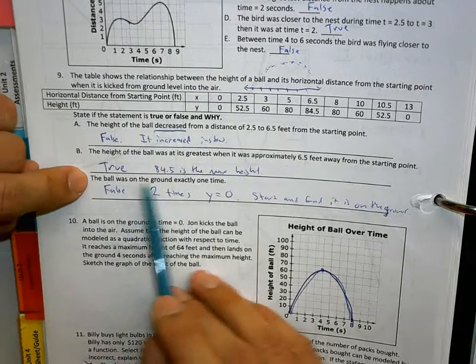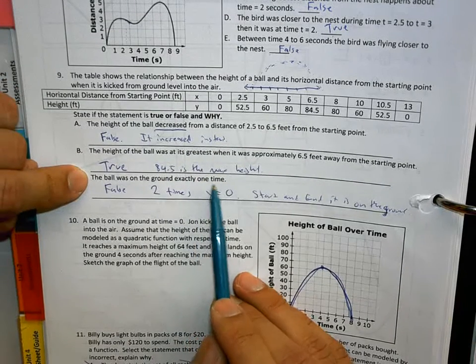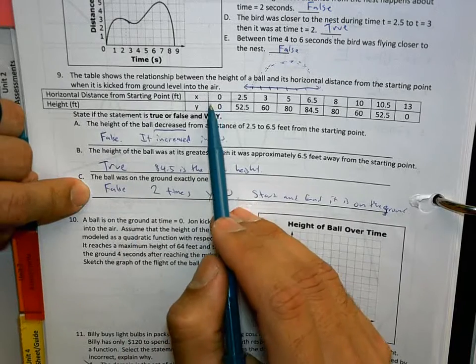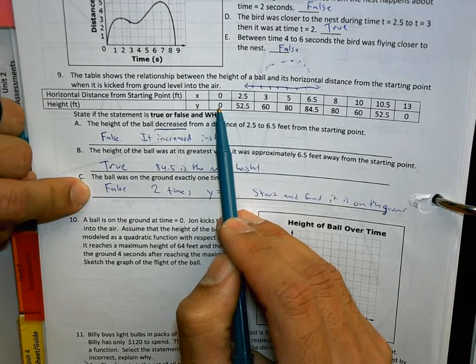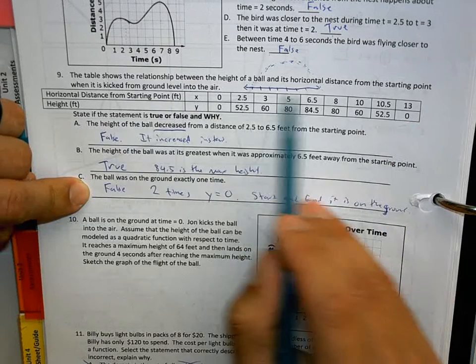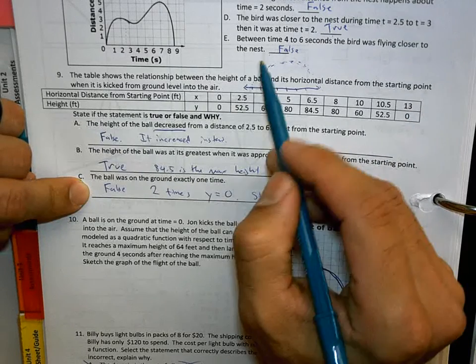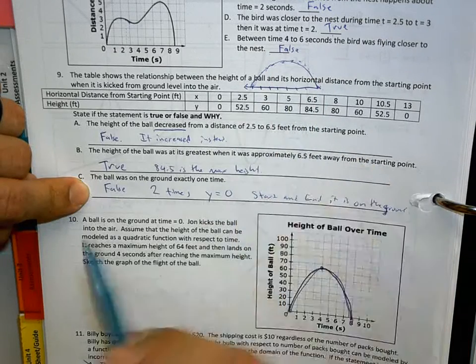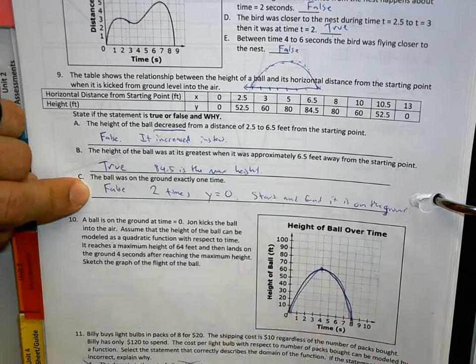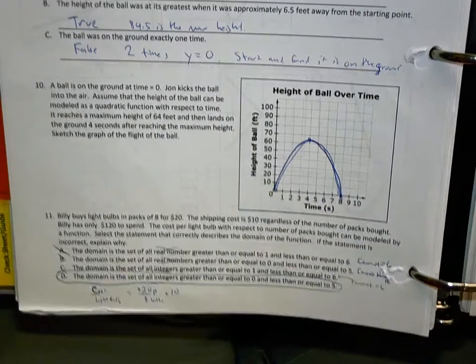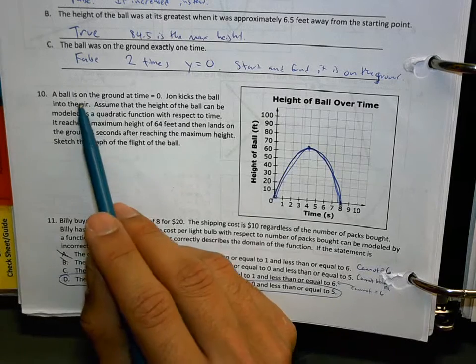The ball was on the ground exactly 1 time. I put false. It was on the ground at the beginning. It's also on the ground after it went 13 feet away. Think about where it started on the ground, got kicked, and then landed on the ground at the end. It's on the ground at least 2 times in this data. Two more. Ball's on the ground at t equals 0.